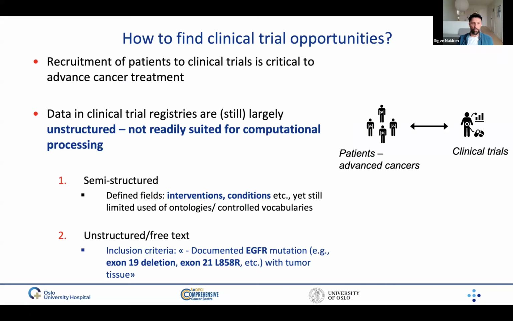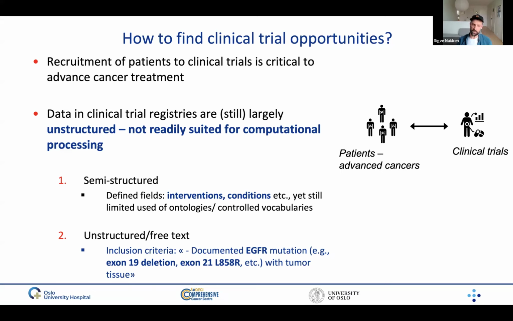One project that I would also like to mention that we are working on is how to find clinical trial opportunities. I think this is an important endeavor that such tools should also address, and is something that a lot of commercial companies are trying to support. I think most of them are not looking at the molecular data, but more the clinical data of the patients. The challenge here is that data in these clinical trial registries are still very much unstructured and not really suited for computational processing.